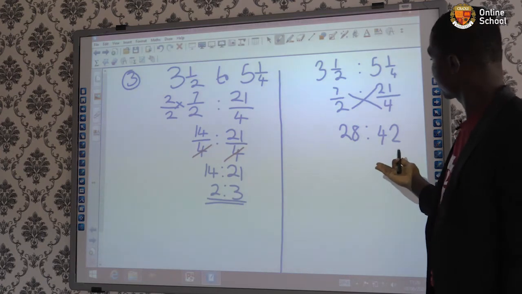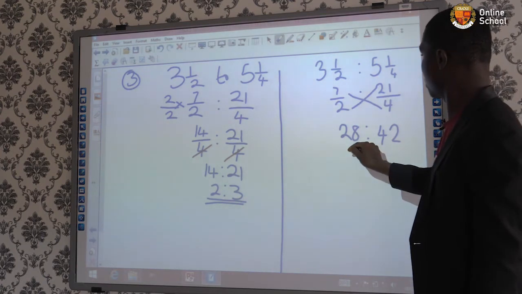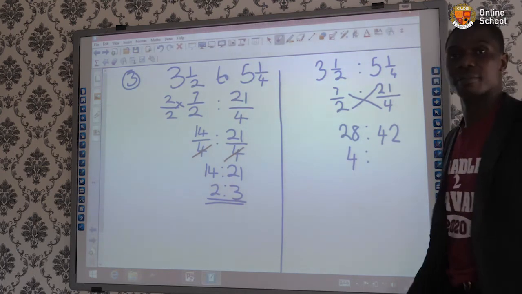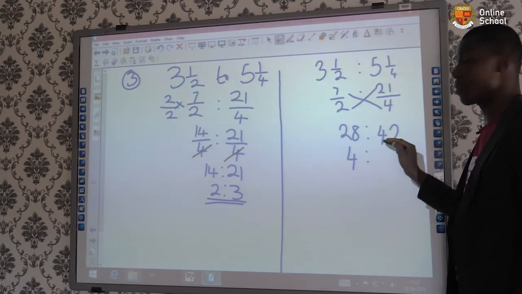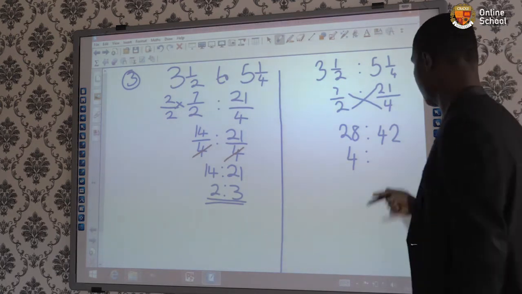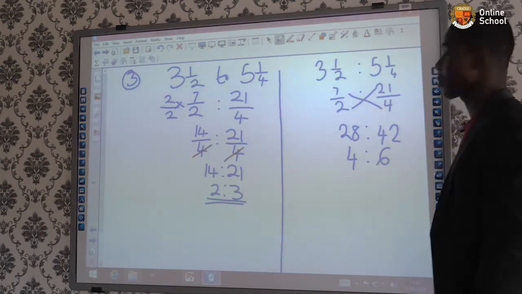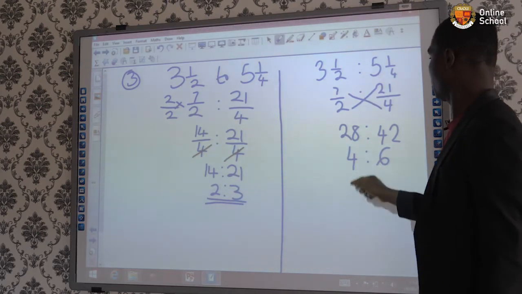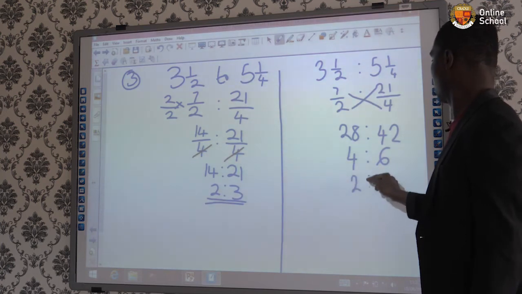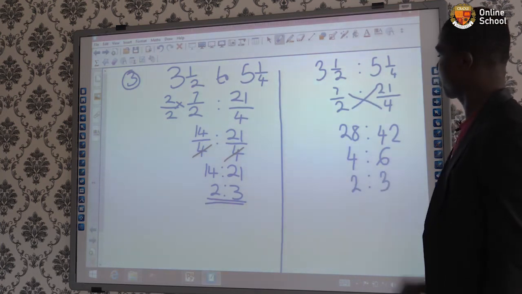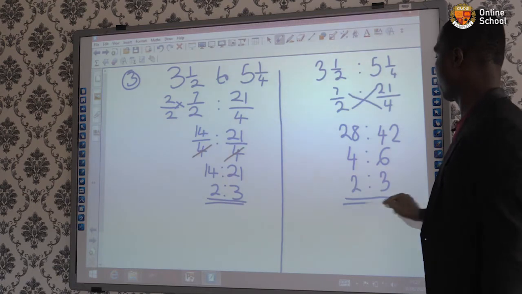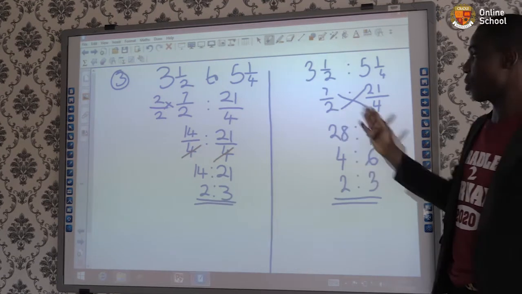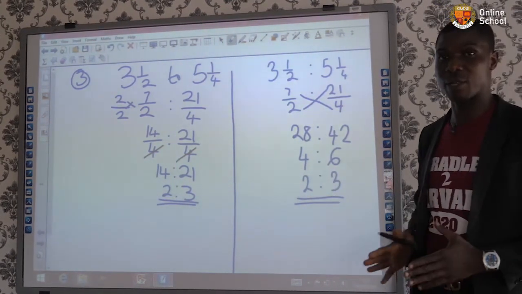Are we together? Good. 7 into 28 is what? 4. Isn't it? 7 times 6 will give us 42. You have to be familiar with your times table, okay? Break it down. 2 here, 2. 2 into 6, 3. You can see you arrive at the same answer. You can either do it this way or this way, but take note of whatever you are doing, okay?